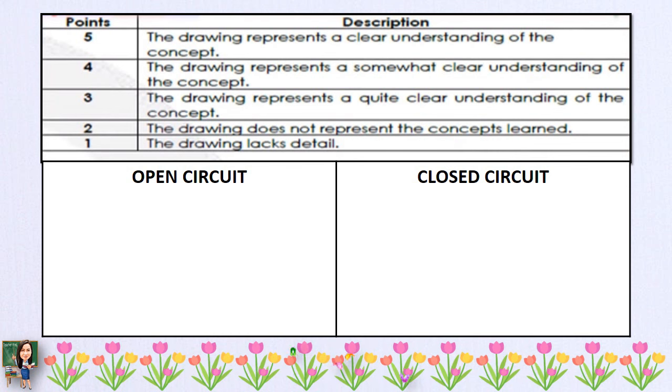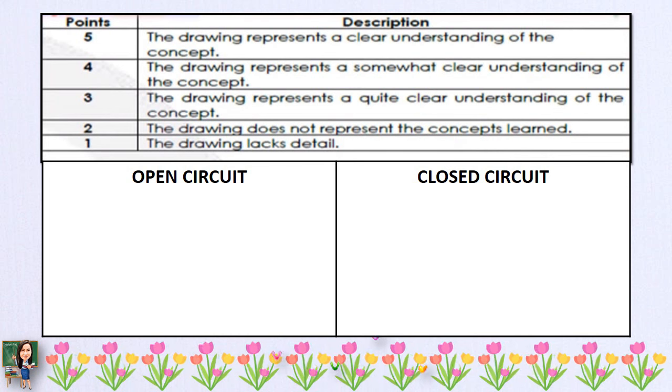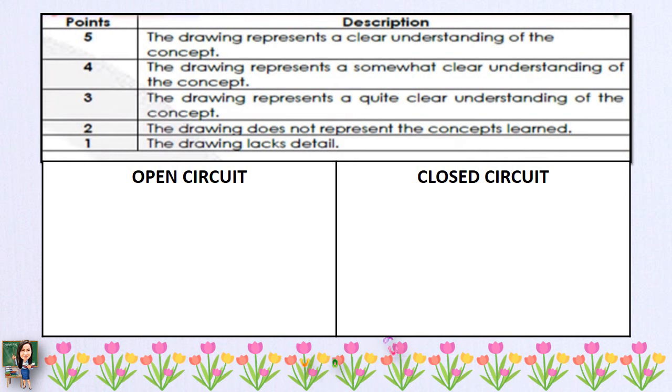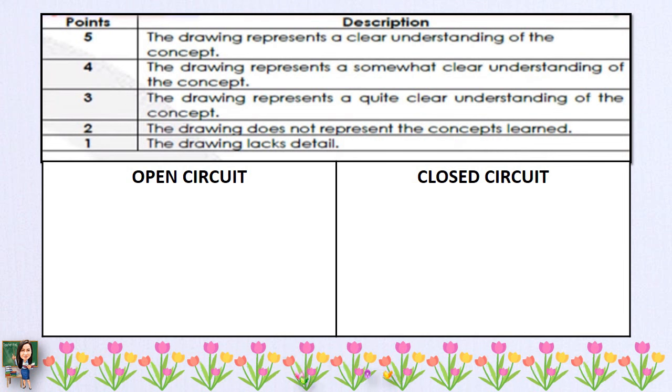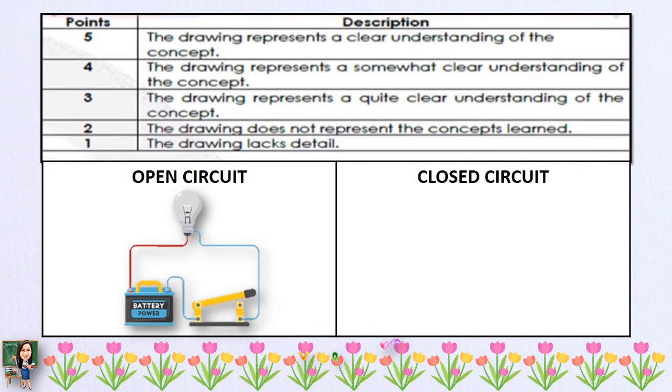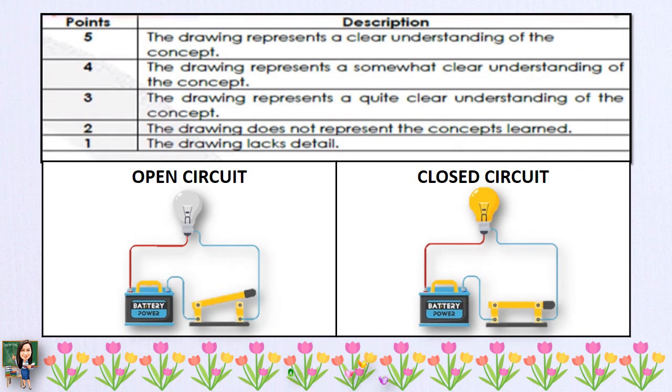Points 3. The drawing represents a quite clear understanding of the concept. Points 2. The drawing does not represent the concepts learned. And point 1. The drawing lacks detail. So I will show you an example of the drawing of an open circuit and a closed circuit. So this is an open circuit. And this is a closed circuit.